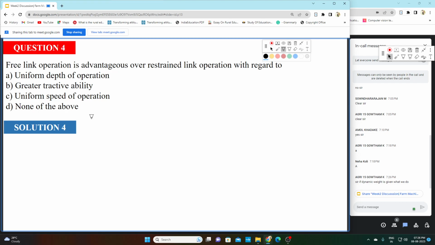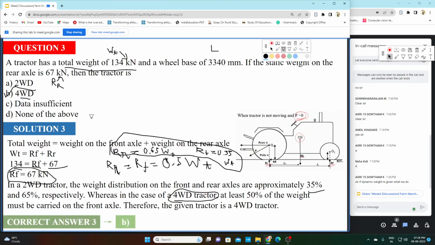Agri 15 Gotham is asking, sir, if dynamic weight is given, what do we do? Okay, so if dynamic weight is given, you can classify it as dynamic weight. Dynamic weight only comes into the picture when there is an implement attached to your tractor. In case of dynamic weight, it can vary.